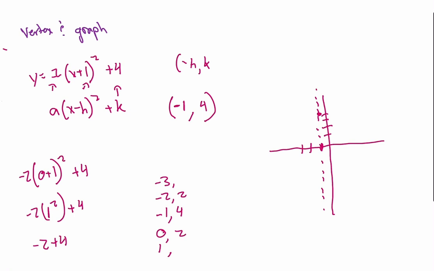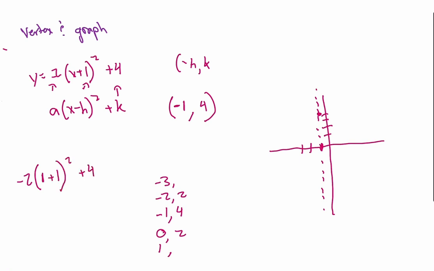Let's look at what we would get if we plugged in 1 instead. So I'm going to do -2 times, instead of x, I'm going to put (1 plus 1) squared plus 4. Inside the parentheses, we're going to get 2. So we're going to have 2 squared times -2 plus 4. We're going to get 4 times our -2 plus 4. 4 times -2 is -8, plus 4 is going to be -4. So at -3, we're going to have -4. And at 1, we're also going to have -4.